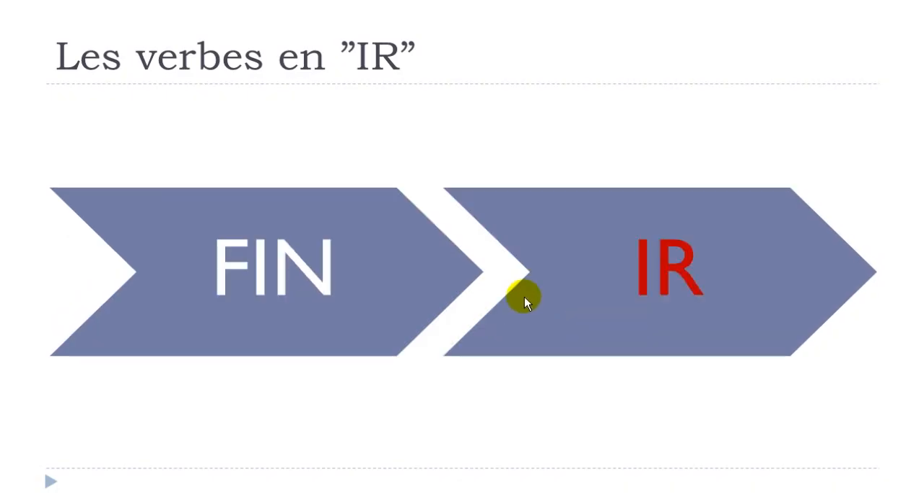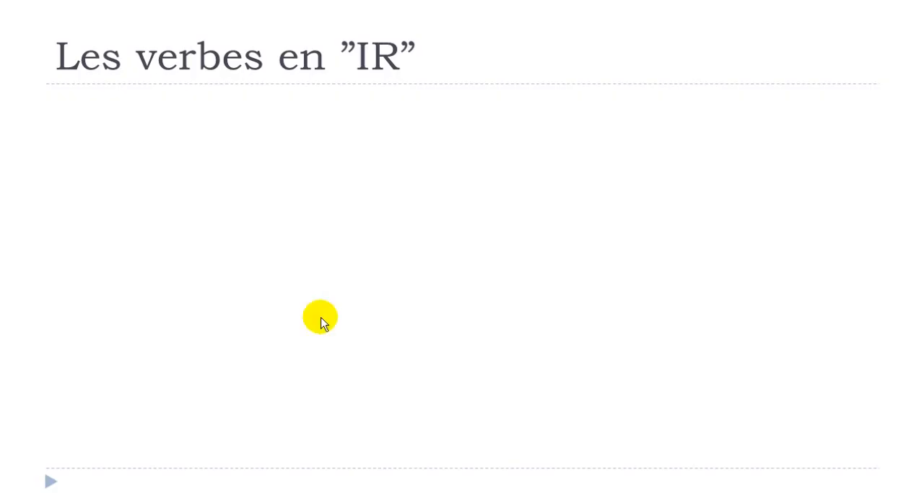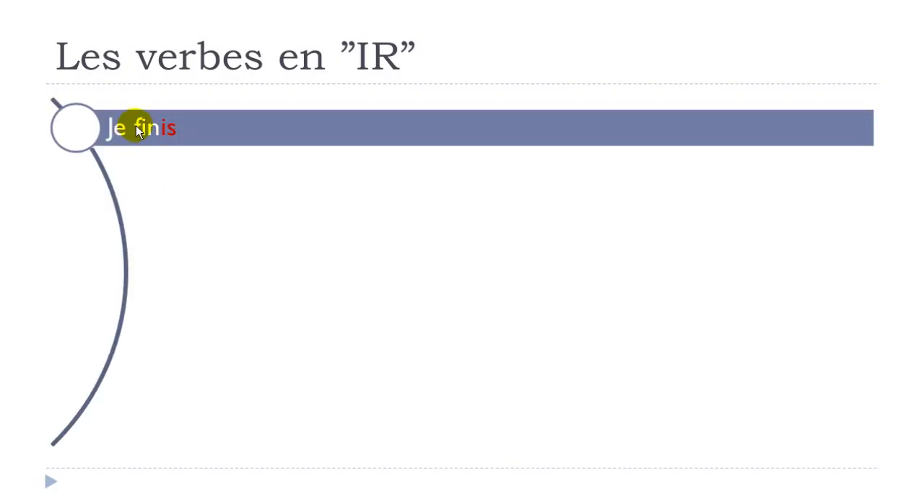We'll divide it in two: FIN, and then we take away the IR ending, and we just keep this form here, FIN, to construct the present. So you take it and you put it here, and after that you add the ending. For je, it will be IS. Je finis. Remember, the final S is not pronounced.